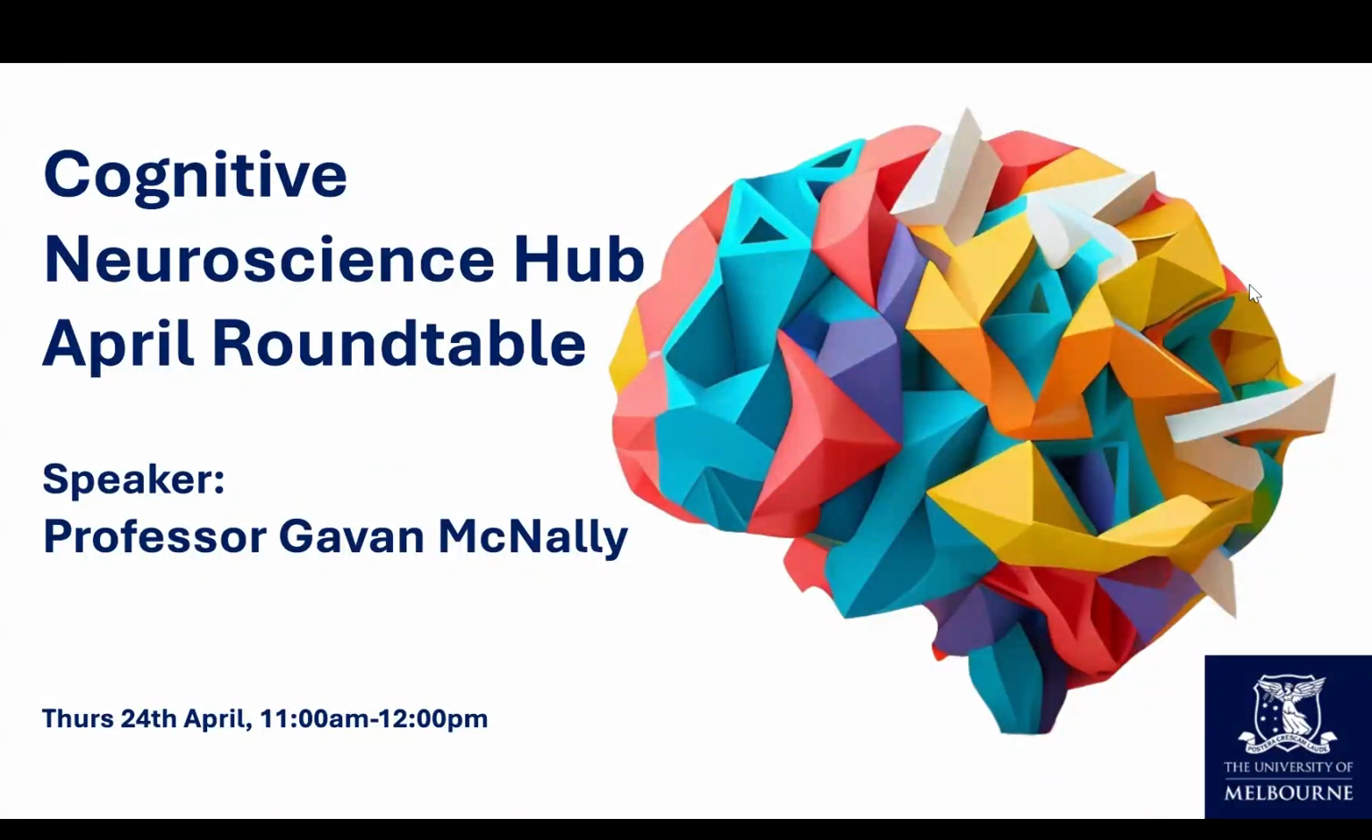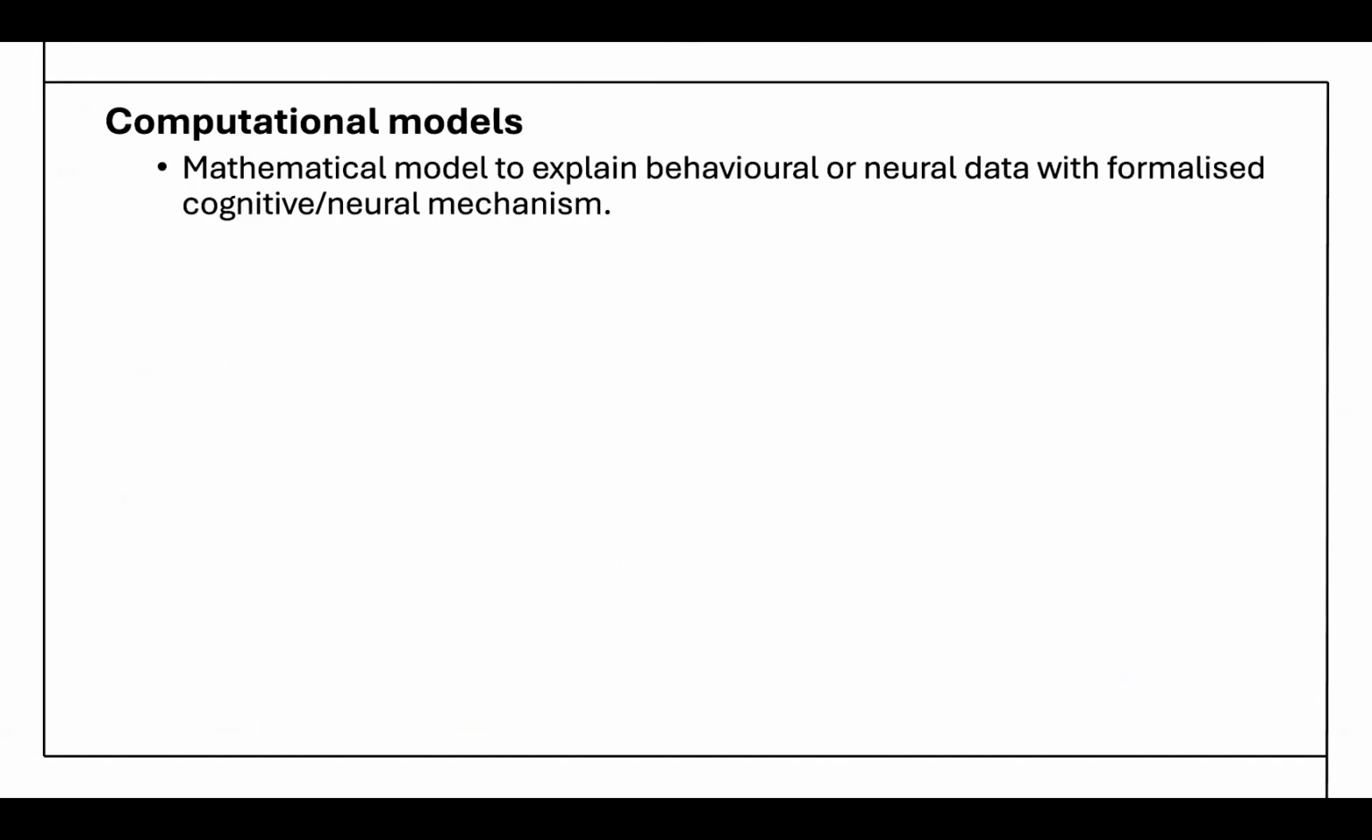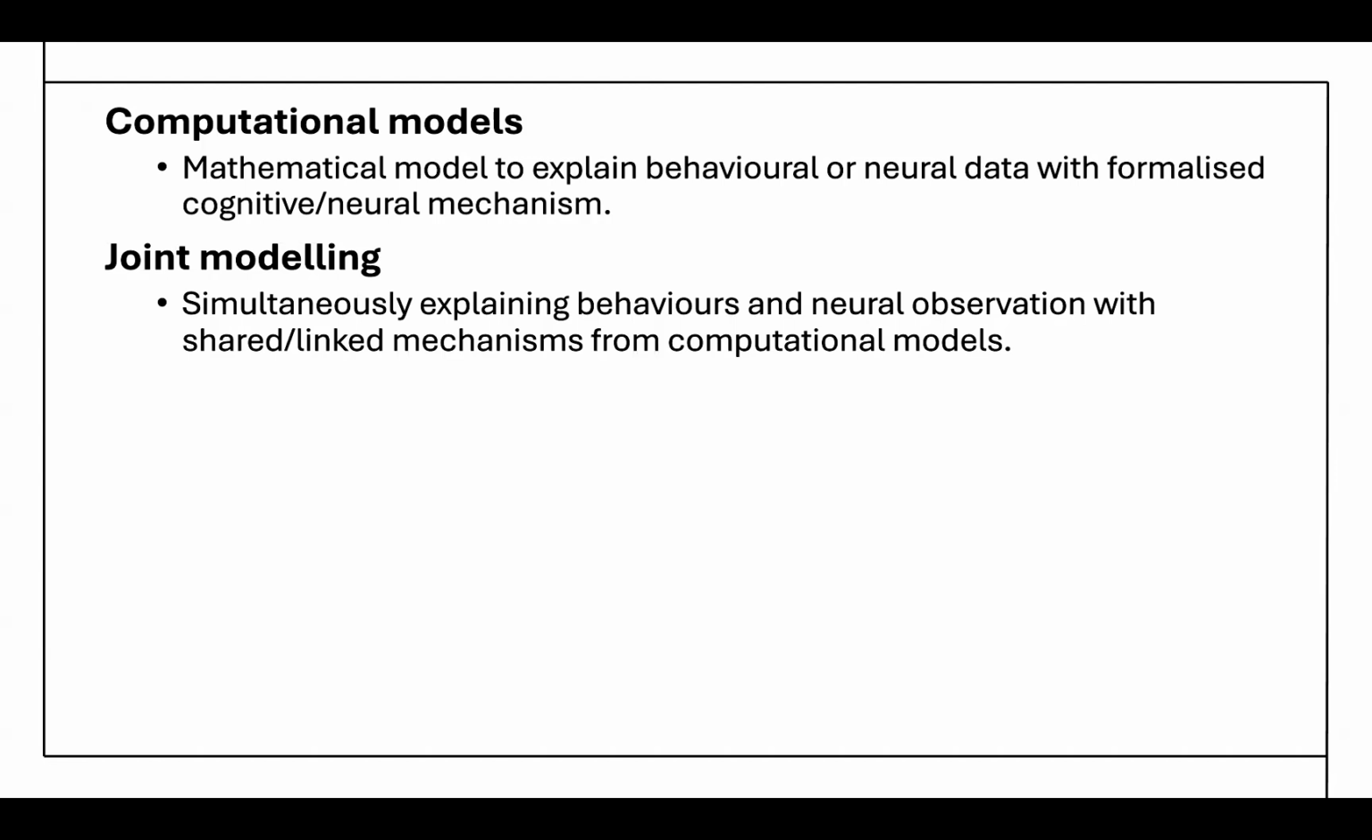Thank you for giving me this opportunity to share my work on joint modeling. So I will first introduce a couple of terms, what I mean by joint modeling and computational models. So computational models can be generally defined as just mathematical models that explain behavior or neural data with some formalized cognitive and neural mechanisms. And in terms of joint modeling, what we're trying to do is simultaneously explaining behaviors and neural observations with either a mechanism from the behavioral models or linked to mechanism between the behavioral and neural models.